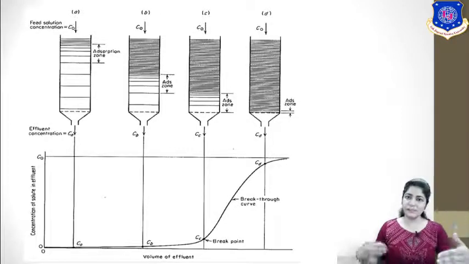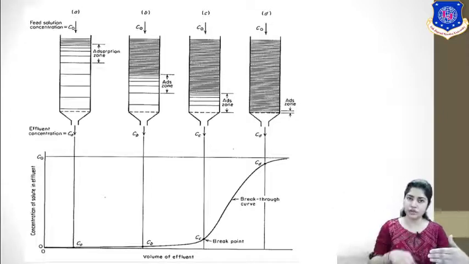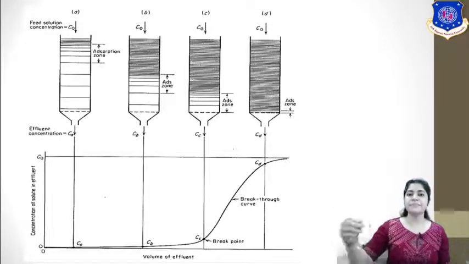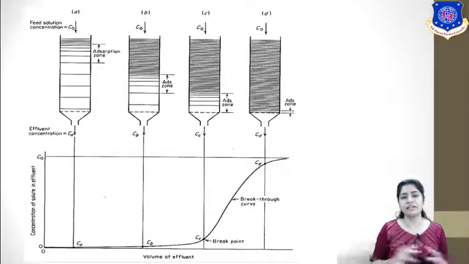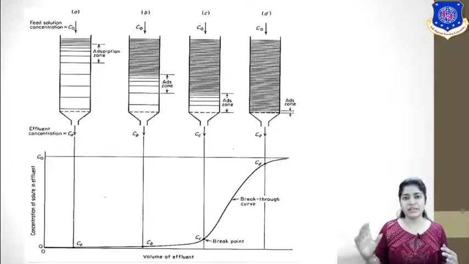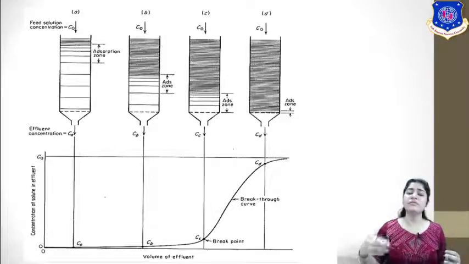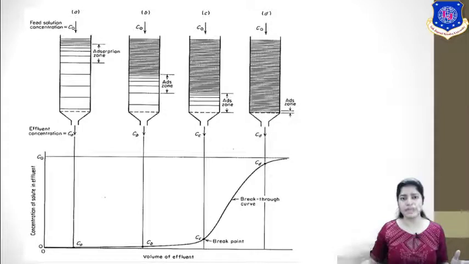But on this same bed, if you're continuously flowing your solution, then what is happening? The bed which is getting saturated, its thickness increases. Then at point D you can see that most of the bed has already been saturated with your solute. So now there is very little tendency to carry out the adsorption. It means now adsorption is not happening effectively.